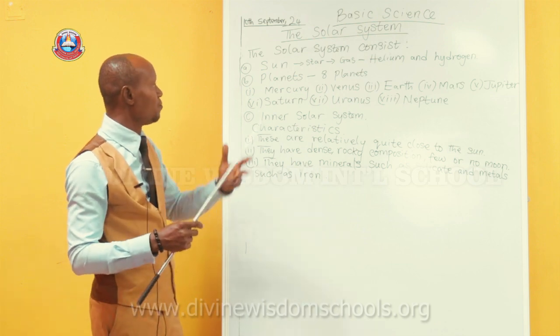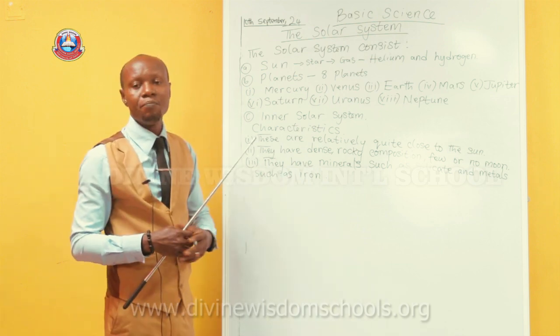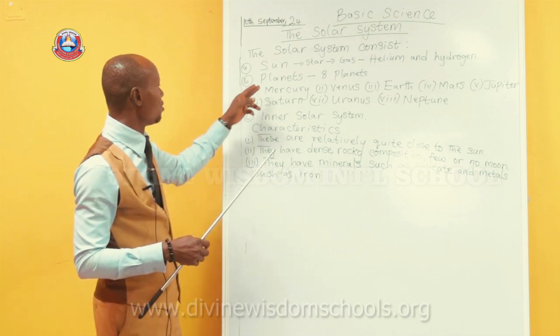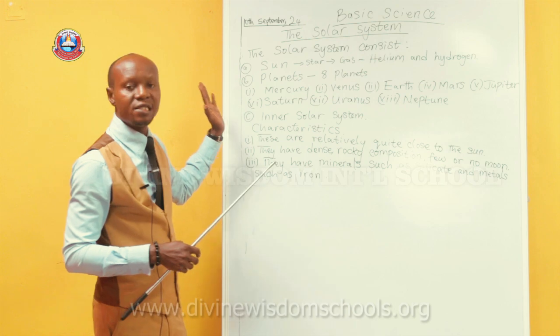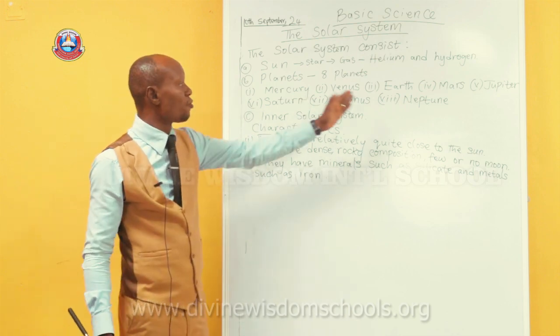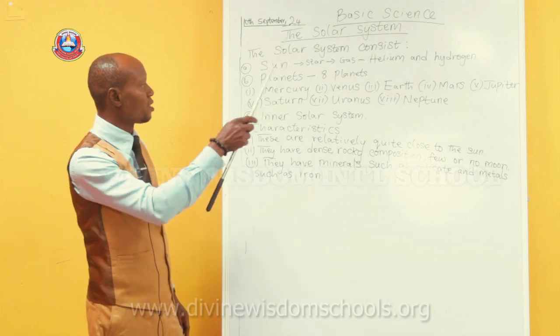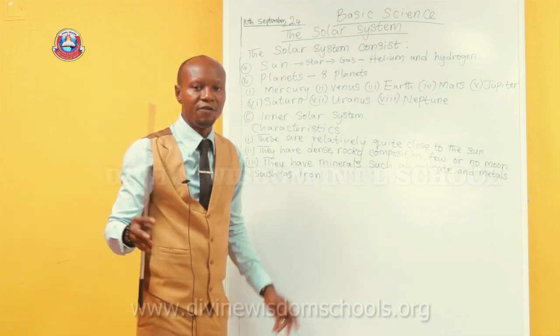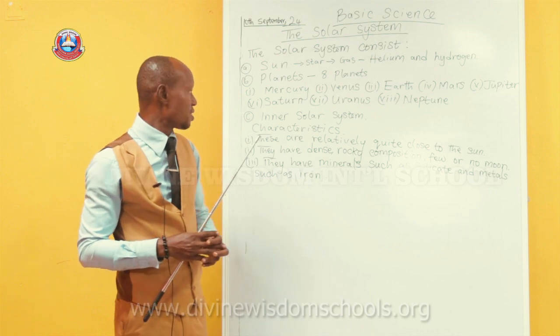Before I continue, let me bring out the planets that make up the inner solar system. They are Mercury, Venus, Earth, and Mars. We have 8 here. We have been able to point out 4 of them. 1, 2, 3, 4. Mercury, Venus, Earth, and Mars. These are the 4 planets that make up the inner solar system.